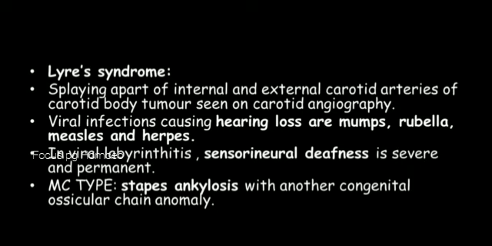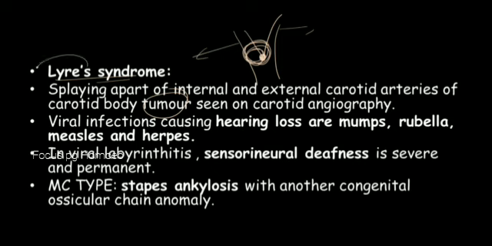Then come a few more MCQs. First is Lyre sign. It is none other than the splaying apart of the internal and external carotid arteries by a carotid body tumor, seen on carotid angiography. So you all know how the external and internal carotid arteries go. At the bifurcation there is the carotid body. Whenever there is a tumor in the carotid body, the size may increase, and these two arteries, the internal and external carotid arteries, will splay apart. That is called Lyre sign.